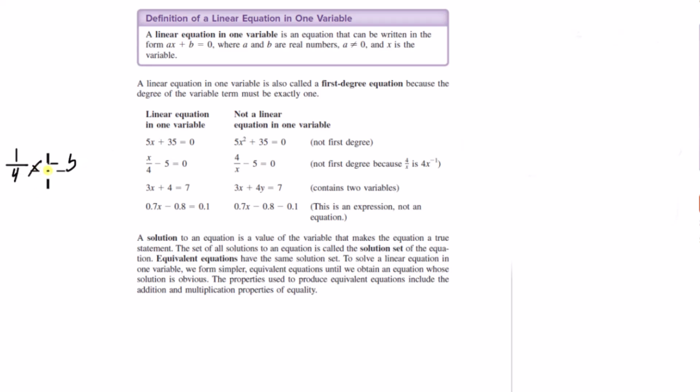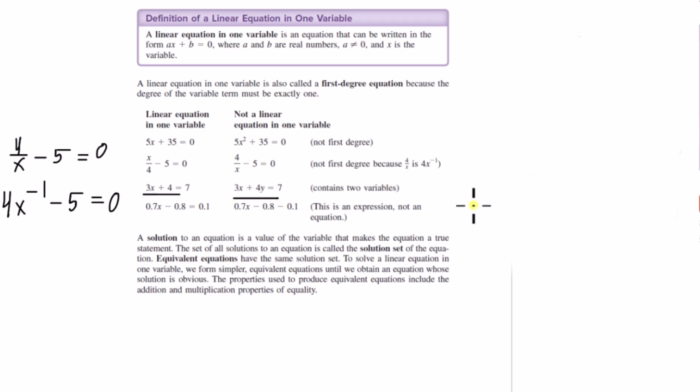Now, if you look at the one next to it, what about this? Well, no, because this is 4x to the minus 1. Minus 1 is not a whole number. So remember, you have to go to every single term in the entire equation, every single term. If you find just one variable that's raised to something that's not a whole number, then it's not going to be a polynomial equation, which means it's not going to be a linear equation. Okay, let's see. Here, yeah, that's linear, no problem.